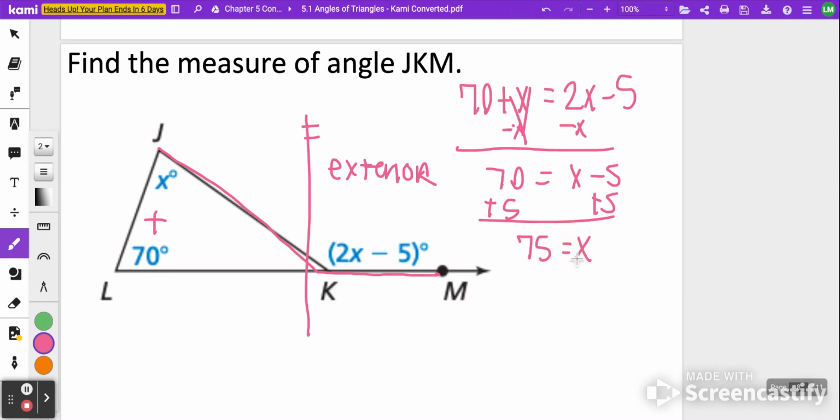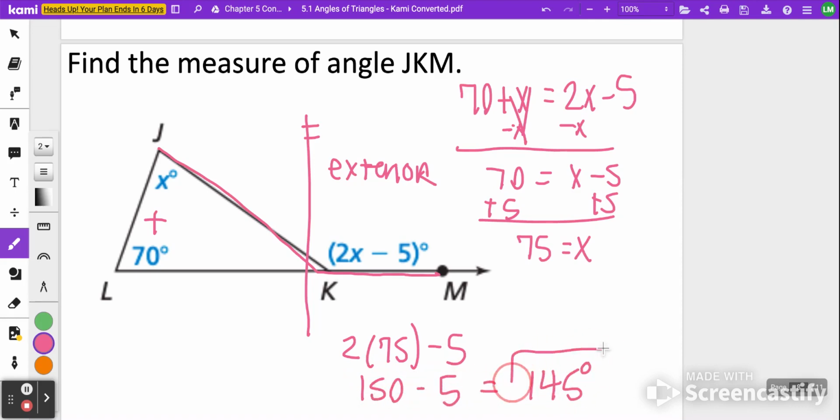Okay, so if x is equal to 75, then I have enough information to plug this in and go from there. JKM says 2 times x minus 5. That just means 2 times 75 minus 5. I know 2 times 75 is 150, and 150 minus 5 is 145.